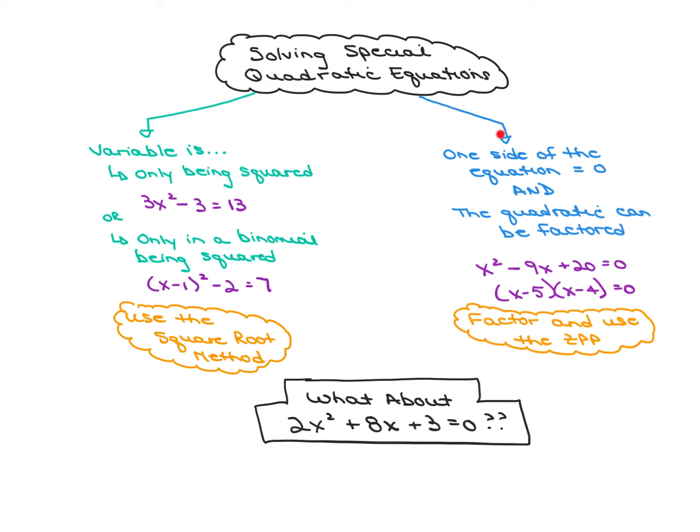Now, the other special case we have is that when one side of the equation is 0 and the quadratic can be factored, then we factor the quadratic and use that special ZPP, zero product property, to find the values that will make either factor equal to 0. Great. So what in the world will we do if we have a quadratic that doesn't fit either of these cases, that doesn't just have the variable being squared, that can't be factored? Are we stuck? Of course not.